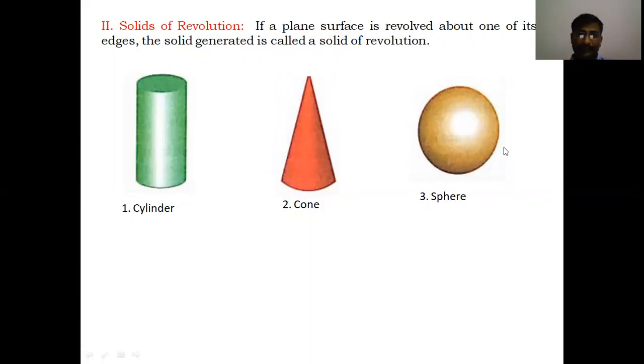Okay, if a circle is rotated about its center, a sphere will be formed. These are the solids of revolution. The solids formed by the revolution of a plane figure are called solids of revolution: cylinder, cone, and sphere.